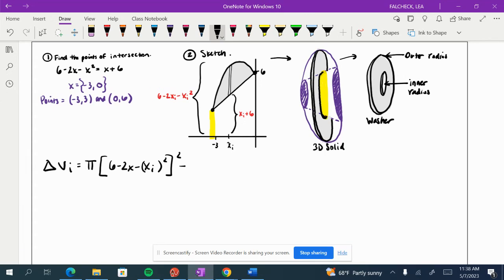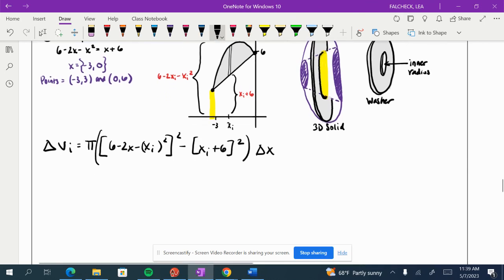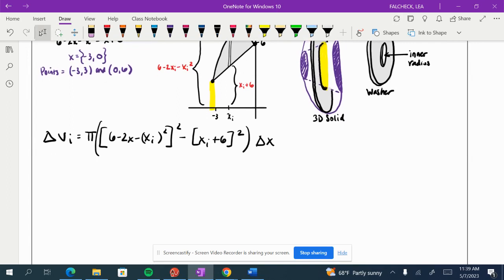minus the volume of the inner cylinder, which is going to be generated by the function x_i plus 6. We're going to square that. And then this pi is multiplied by everything. And then we have a dx at the end. Let's see if we can kind of clean this up a little bit.